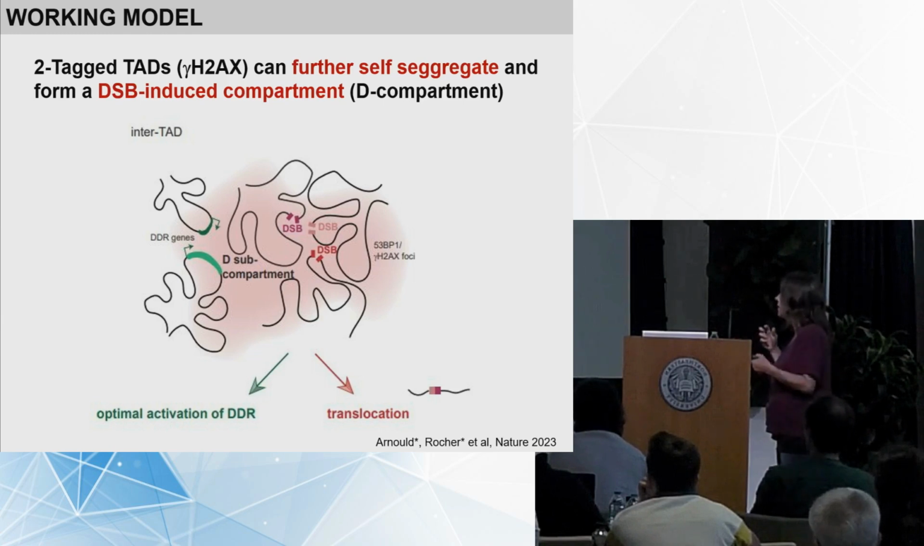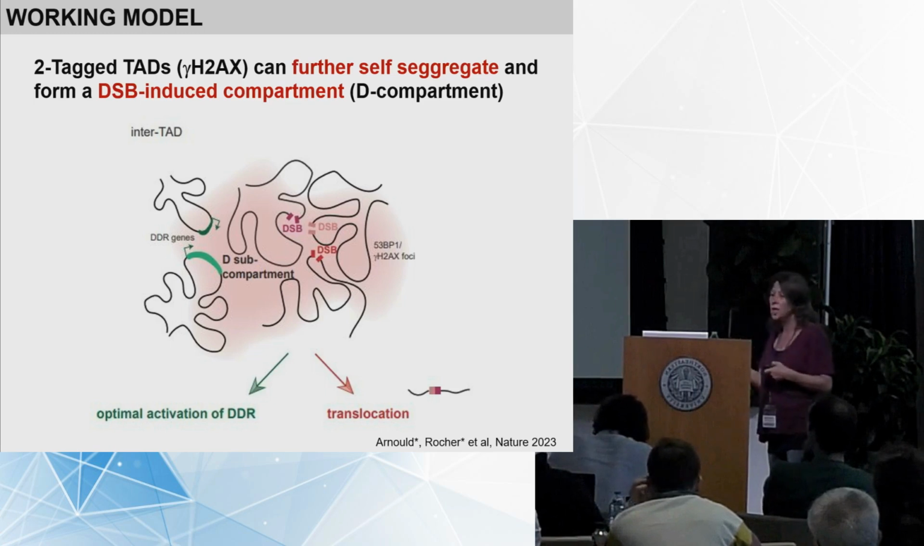Okay, and this is going to form some chromatin compartment that we call the D compartment, in which some genes, DNA damage responsive genes, will also be targeted in order to be properly activated.